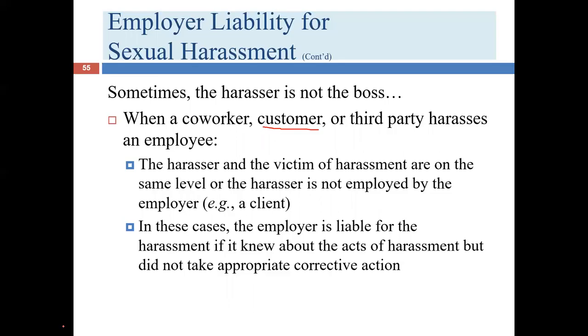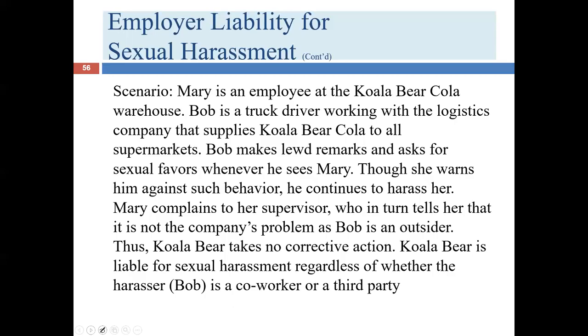So Mary works in a warehouse. Bob is a truck driver working for a logistics company that transports the product of the warehouse. Bob makes lewd remarks and asks for sexual favors whenever he sees Mary. She indicates she doesn't want this behavior to continue, but he continues it. Mary complains to her supervisor. She is using the Faragher-Ellerth mechanism that Koala Bear has.